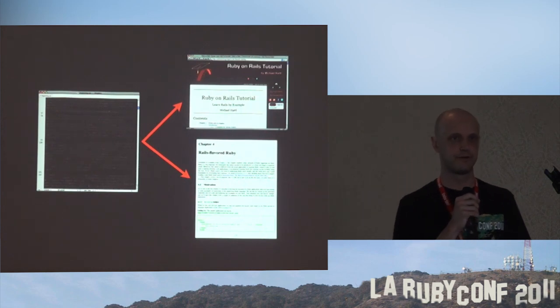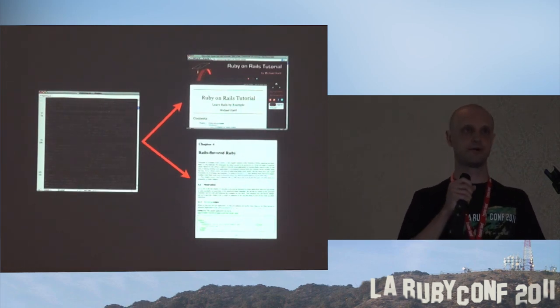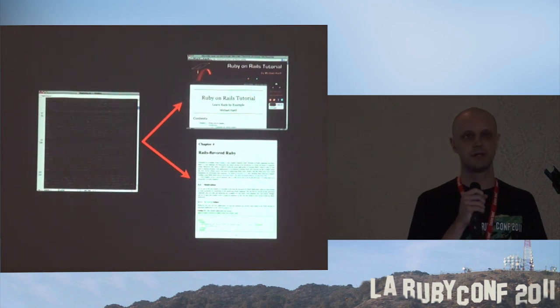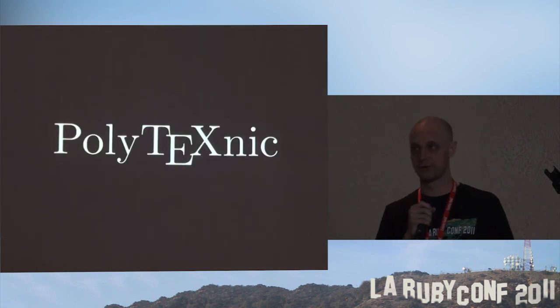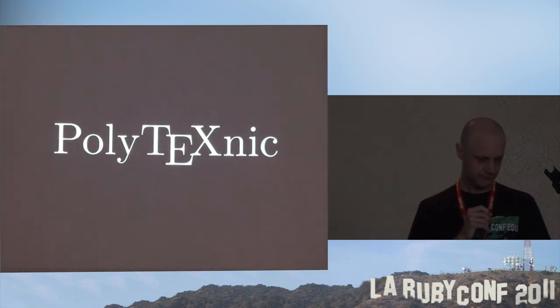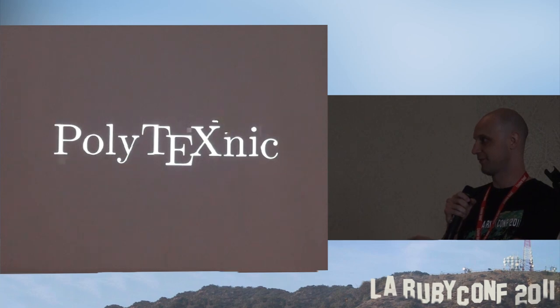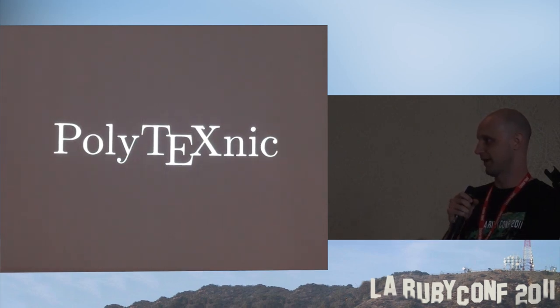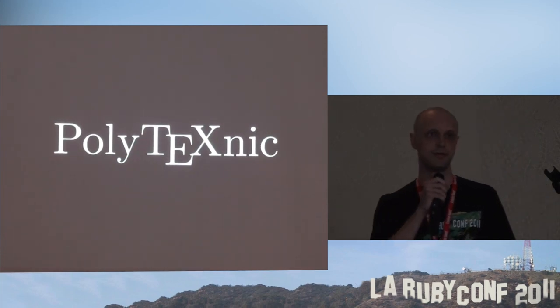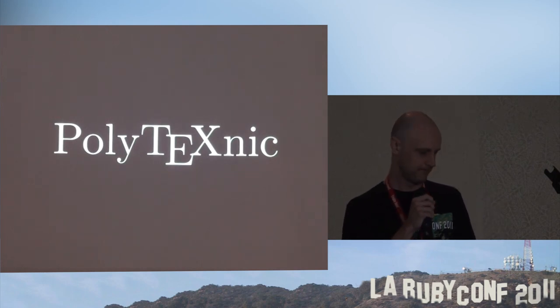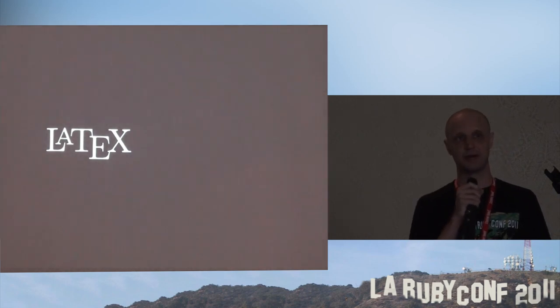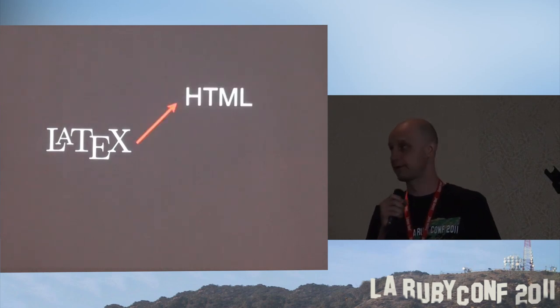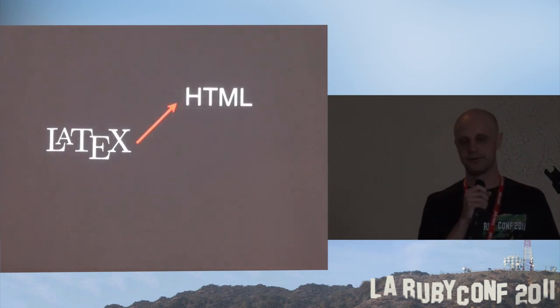And so to this end, I looked around at all the different options. There were some things that met some of my needs, but nothing that really met all of the requirements. So I rolled up my sleeves and wrote my own system called Polytechnic. Some of you might be able to guess from the name that Polytechnic is ultimately based on Donald Knuth's TeX typesetting engine. In particular, it starts with LaTeX, which is a series of macros written on top of TeX for making documents like articles and books. And it converts a select subset of LaTeX to HTML.